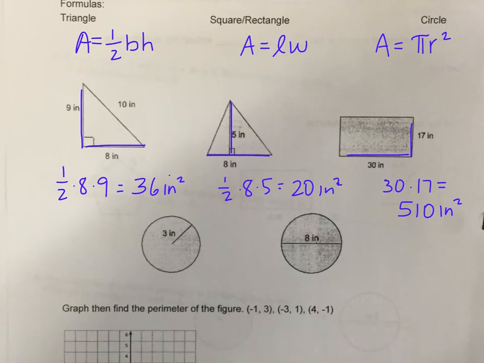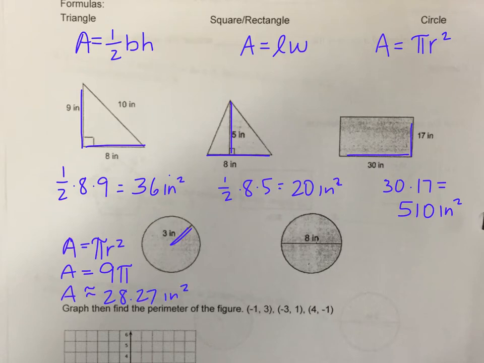Now we're going to use the pi r squared for this circle. So the area is pi r squared. My radius is 3. So the exact answer, r squared, that's 3 squared would be 9. So 9 pi is the exact answer. And the approximate answer is 28.27 inches squared.